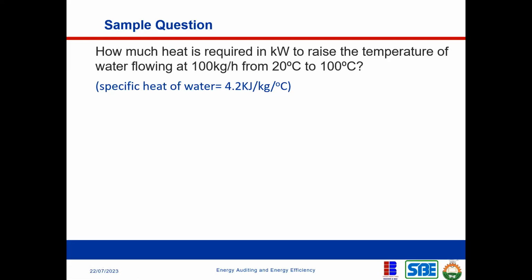How much heat is required in kilowatts to raise the temperature of water flowing at 100 kilograms per hour? Now, 100 kilograms per hour is what? Mass flow rate. Water that is flowing at 100 kilograms, so in 1 hour, 100 kilograms of water passes through. That's what it means. And then you want to heat that water from 20 degrees centigrade to 100 degrees centigrade. What kind of heating are we doing? At least sensible heat. Thank you very much.